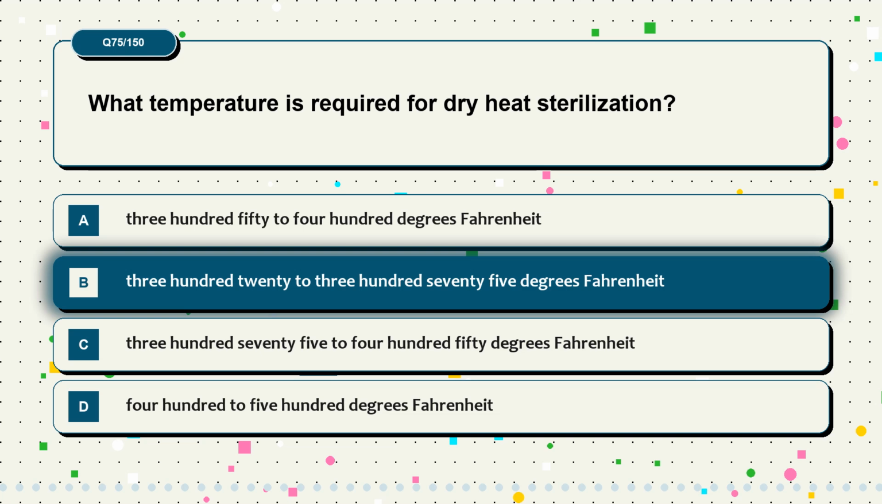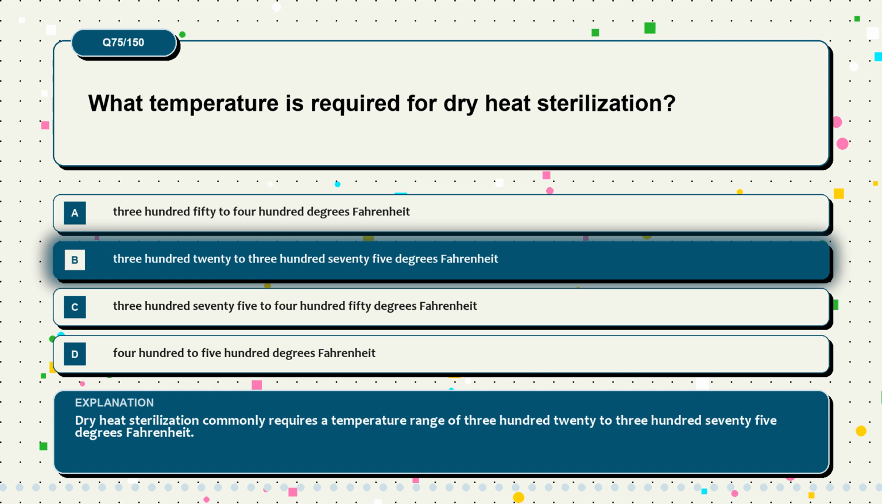The correct answer is option B, 320 to 375 degrees Fahrenheit. Dry heat sterilization commonly requires a temperature range of 320 to 375 degrees Fahrenheit.